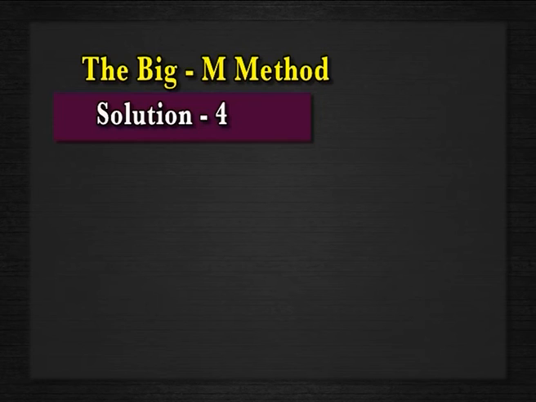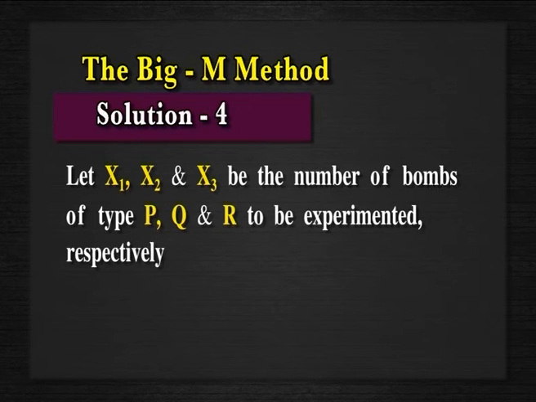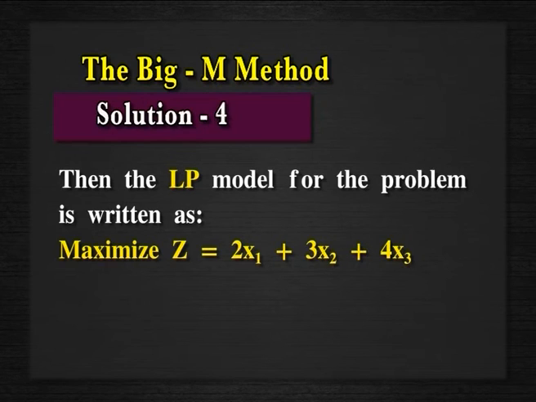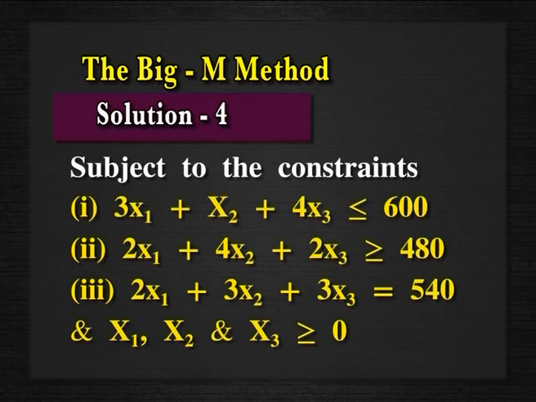Coming to the solution 4. Let x1, x2 and x3 be the number of bombs of type P, Q and R to be experimented respectively. Then the LP model for the problem is written as: maximize Z is equal to 2x1 plus 3x2 plus 4x3 subject to the constraints: first, 3x1 plus x2 plus 4x3 less than or equal to 600. Second, 2x1 plus 4x2 plus 2x3 is greater than or equal to 480, and 2x1 plus 3x2 plus 3x3 is equal to 540, and x1, x2 and x3 are greater than or equal to 0.